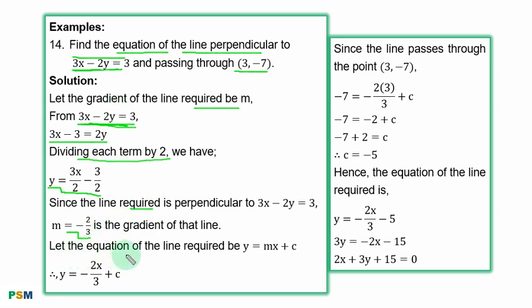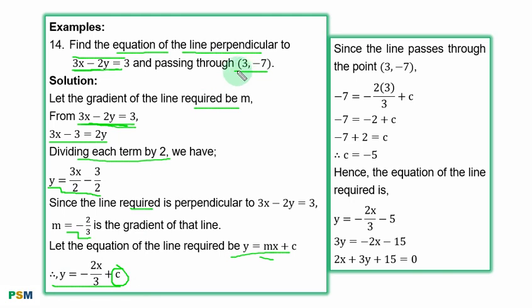Let the equation of the line required be y equal to mx plus c. Already the gradient of that line is minus 2 over 3. You come here and replace m with minus 2 over 3. You have it in this form. To form the equation, the intercept on the y-axis is needed.